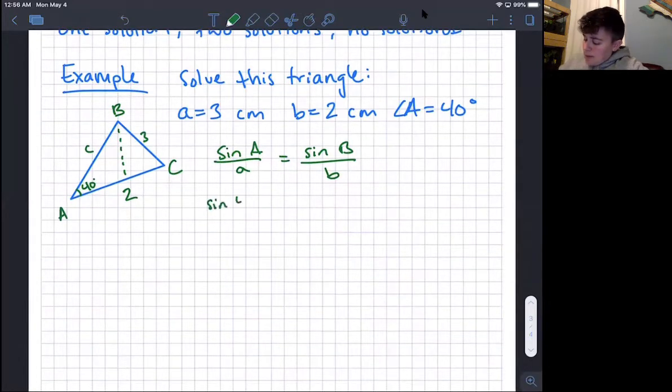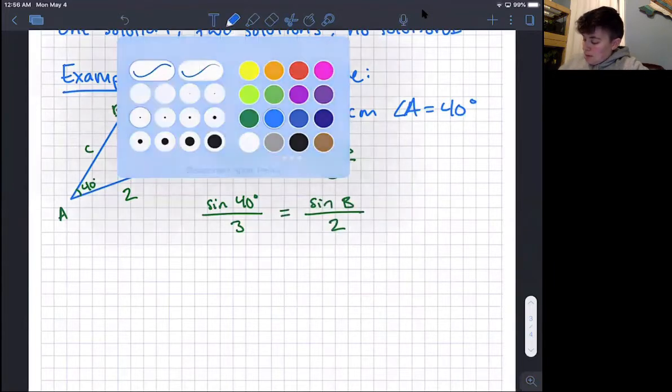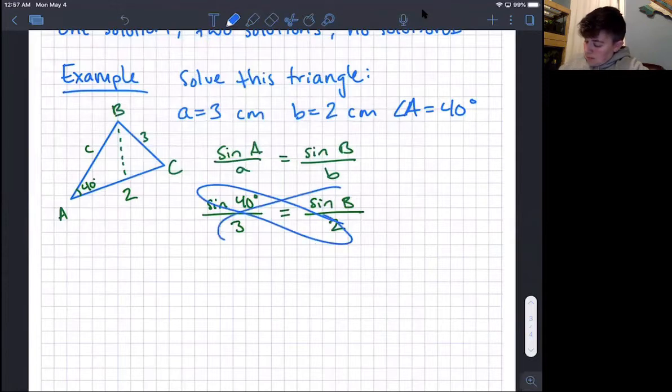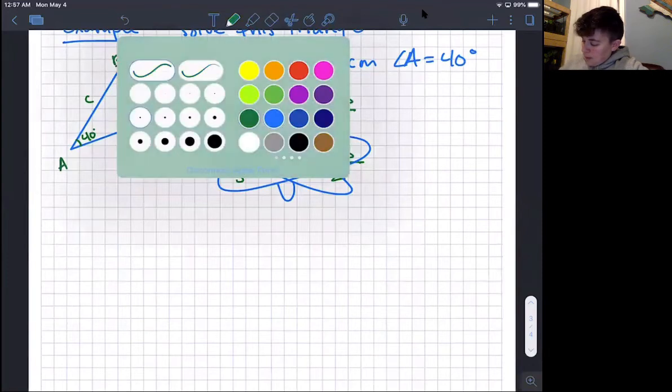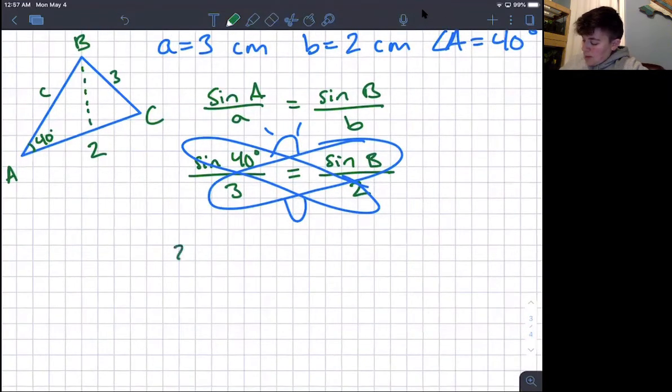So I'm gonna say the sine of 40 degrees over 3 equals the sine of, whatever B is, over 2. Let's do our little cross multiplication dragonfly. And then we can say, all right, so 2 times the sine of 40 degrees equals 3 times the sine of B, which means 2 times the sine of 40 divided by 3 equals sine B.